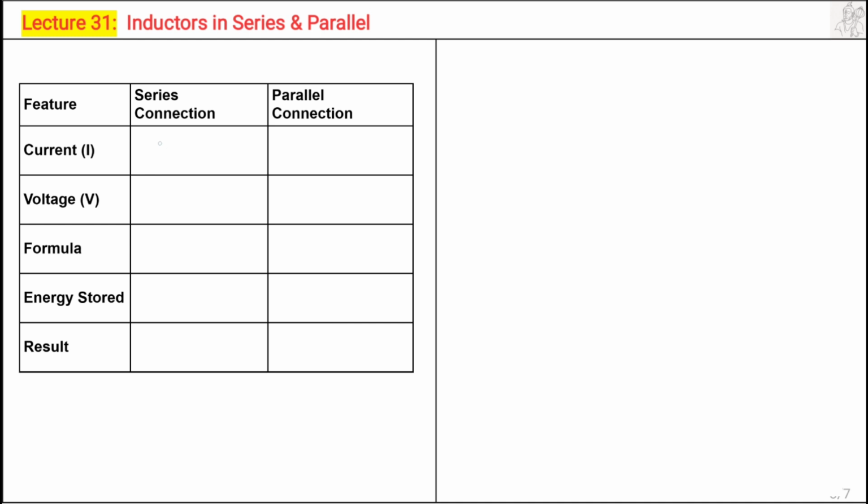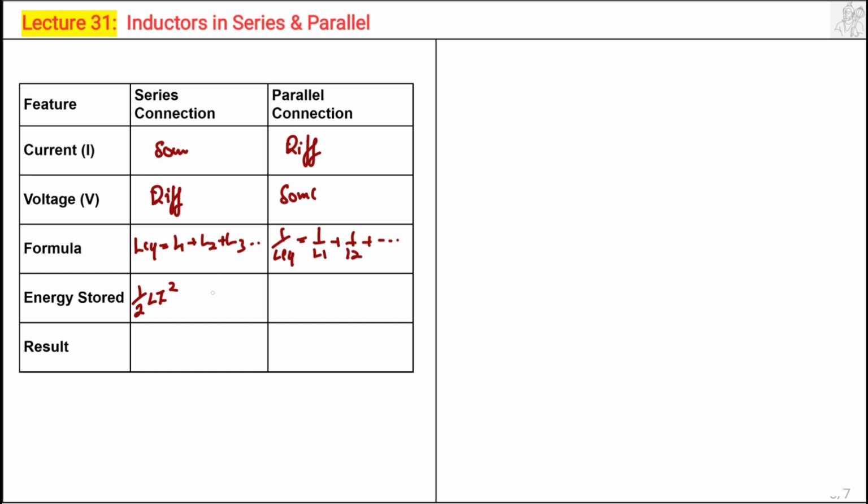Current in the series connection is the same and in parallel connection it is different. Voltage in series connection is different and in parallel connection is the same. The formula is L equivalent equal to L1 plus L2 plus L3 and so on. In parallel it is 1 by L equivalent equal to 1 by L1 plus 1 by L2 and so on. The energy stored is half L i squared. Since the equivalent inductance increases in series, the energy increases, and in parallel connection the energy decreases. The final result is that in series the equivalent inductance increases and in parallel the equivalent inductance decreases.